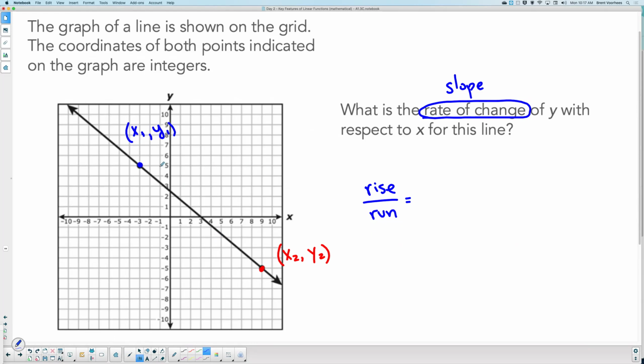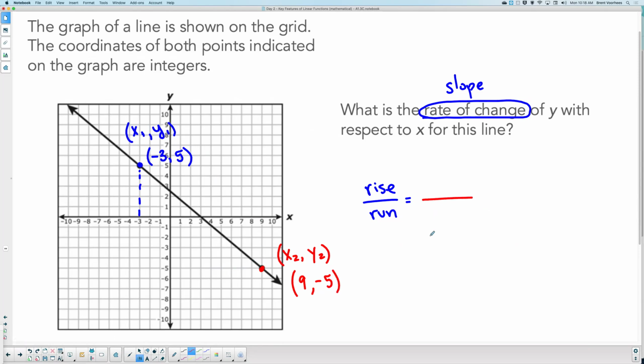Now to help us out, what are the coordinates for this point? What's the x value? If you took this to the x-axis, what would you get? -3, good. That's the x value, and I heard you call out the y value is 5. Okay, now let's take a look at this one's value. What's the x value here? If you took it to the x-axis, 9. And what's the y value? -5.